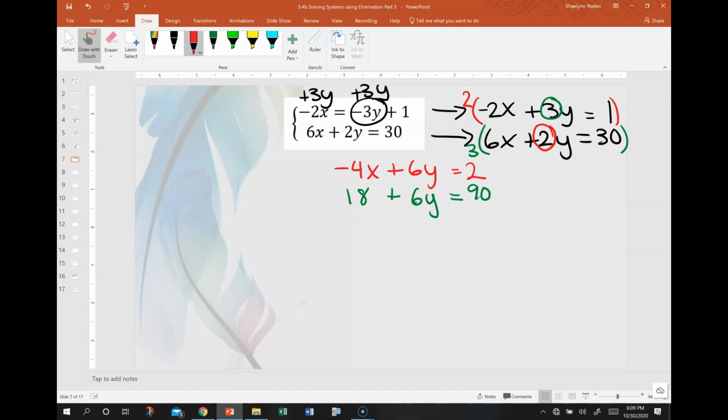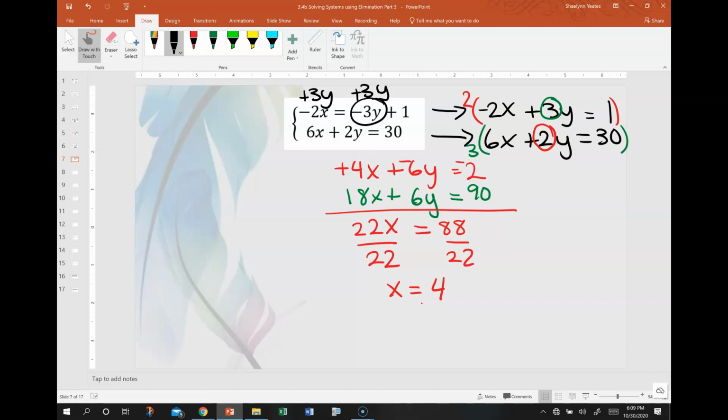Now I'm going to go through and change the signs on one of them. I'm just going to change the signs on the top one. We're going to add them together. So I've got negative 4x plus 18x. 4x plus 18x is 22x. Negative 6y plus 6y is 0. Negative 2 plus 90 is 88. So then if we divide both sides by 22, I get x equals 4.